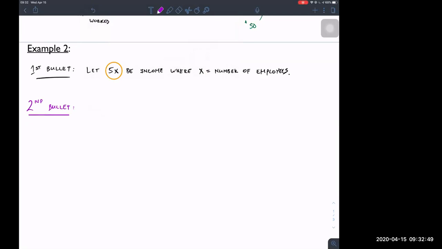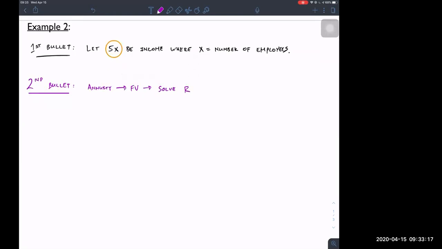The second bullet here tells us that we have a goal of $1 million over 30 years at 4.52% compound monthly with monthly deposits. So you already know that this is going to be not only an annuity, it's a future value because there's a goal, and you're solving for the recurring payments.